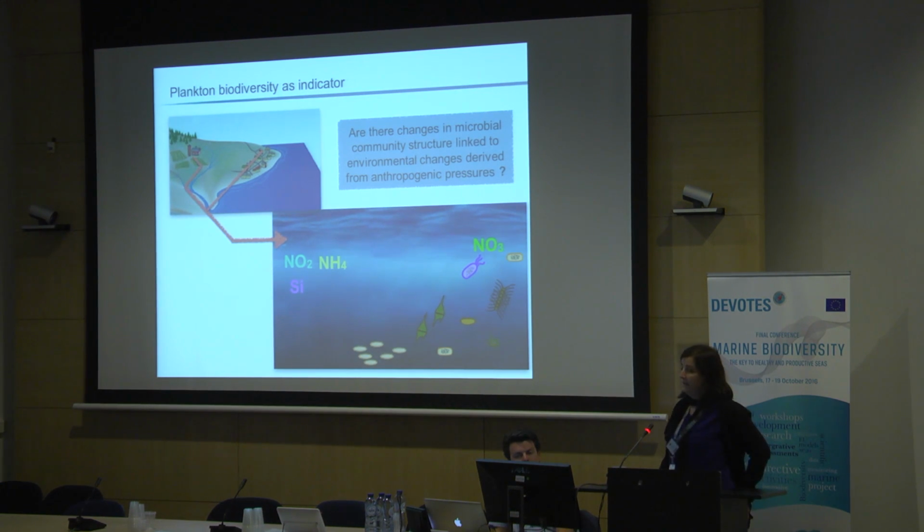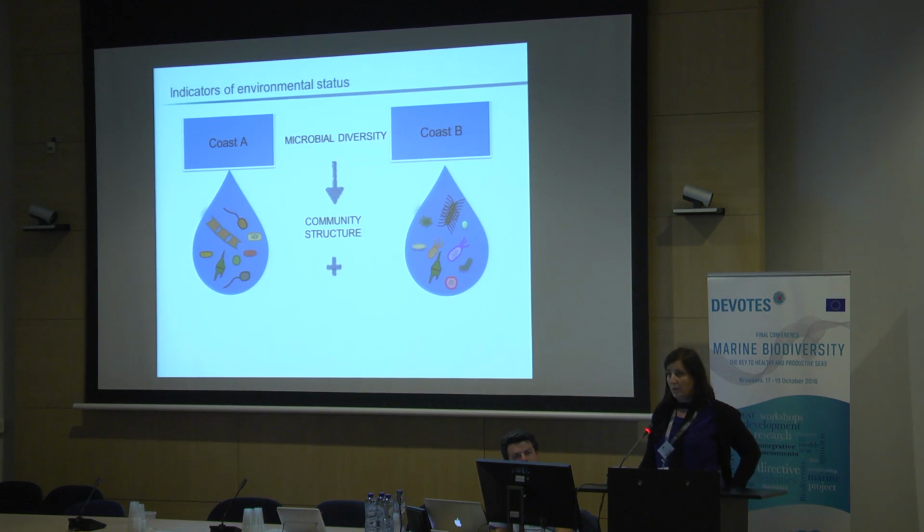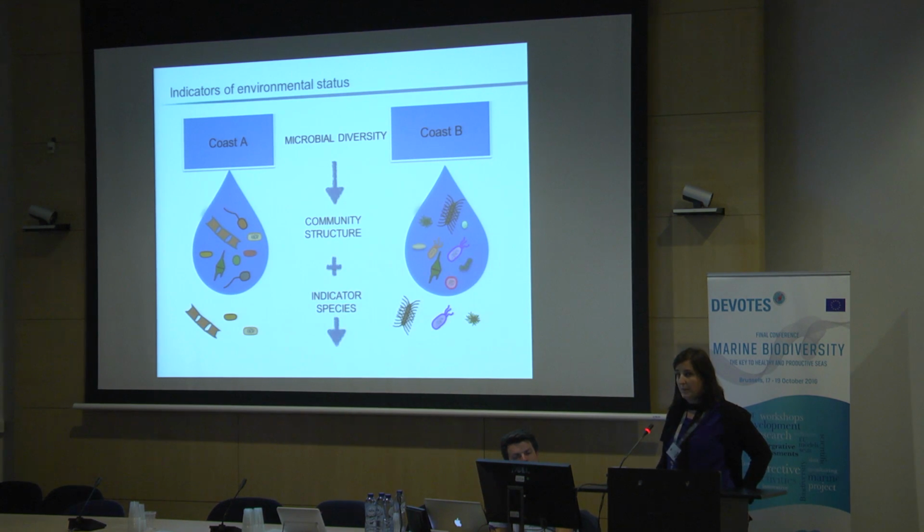So coastal waters receive nutrient pressure in the form of eutrophication, and we know that plankton communities can respond to environmental changes. But what we didn't know is whether we can link these changes to the assessment of the environmental status. So our idea is that, given ecosystems that are subjected to different pressures, if we study the microbial diversity at different levels, one at the community structure and the second at the indicator species, can we link this information to the environmental status of the ecosystem?